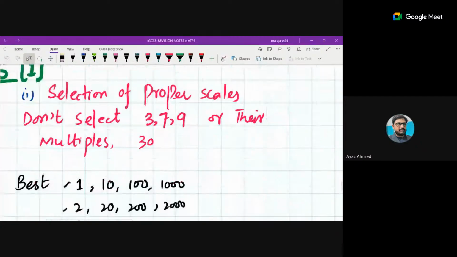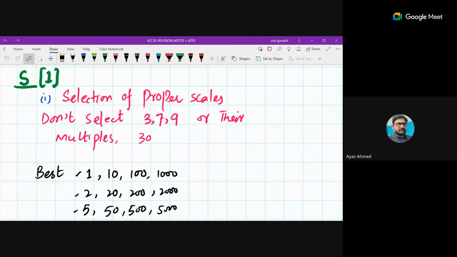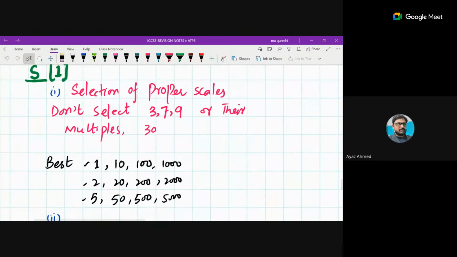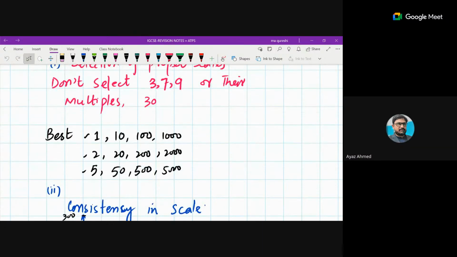Okay. Then second point, that was the S mark. S mark means scaling, and I told you that scale must be very proper, right? Don't select the scale that 1 centimeter, or one square, is equal to 3, 7, or 9, or multiple of 30. So the best selection is one or its multiple, two or its multiple, five or its multiple. So 1, 10, 100, 1,000, 2, 20, 200, 2,000, and so on, 5, 50, and so on.